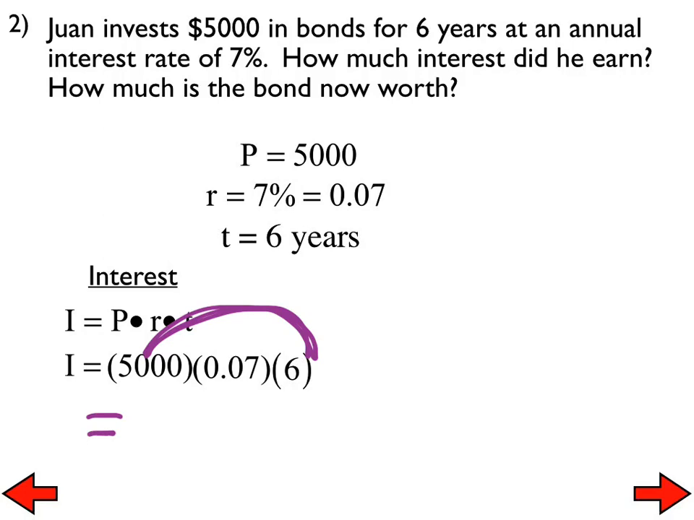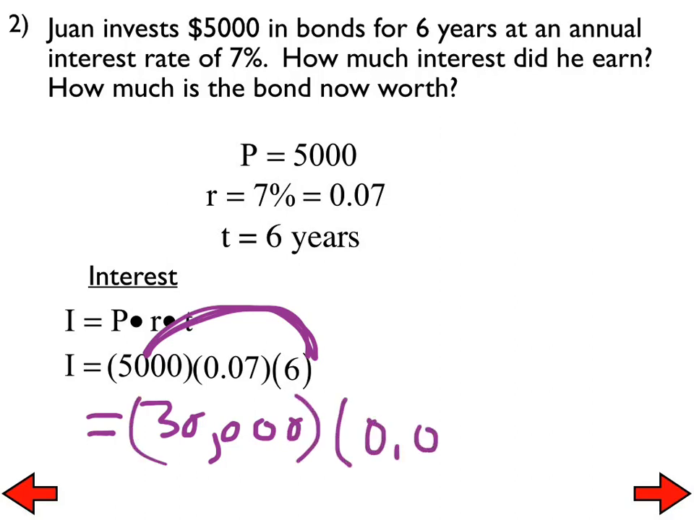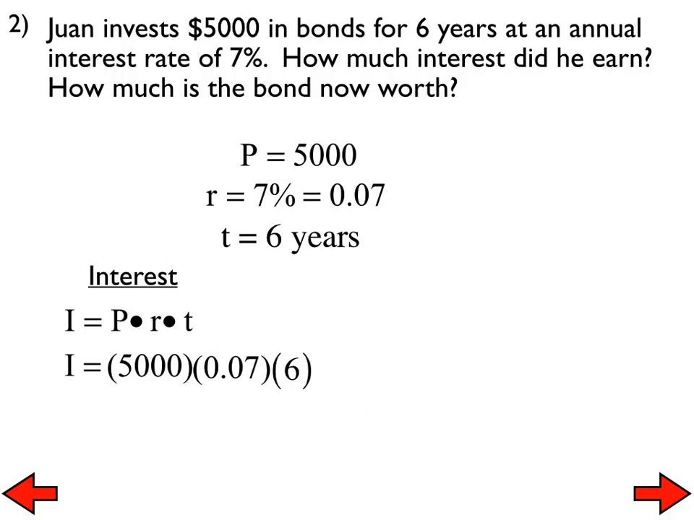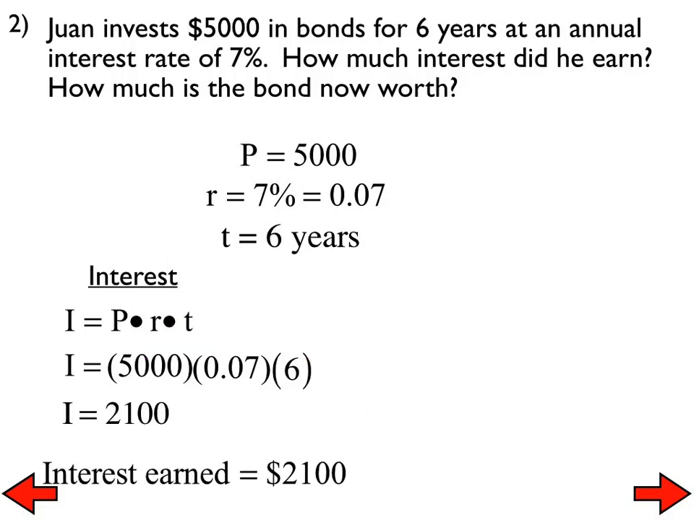5,000 times 6 is 30,000. And we're going to multiply that now by the decimal value. The reason why we do that is so that we only have to multiply by a decimal one time. And 30,000 times 0.07 is $2,100. So that means that Juan earned $2,100 worth of interest.